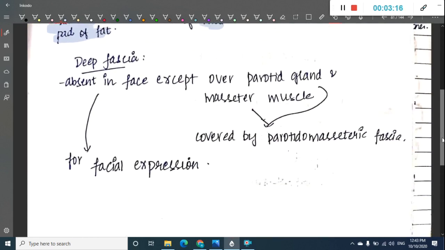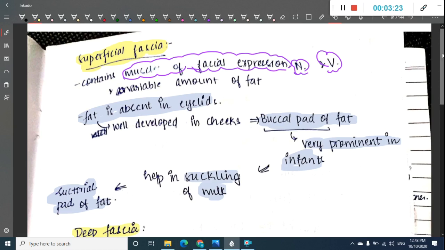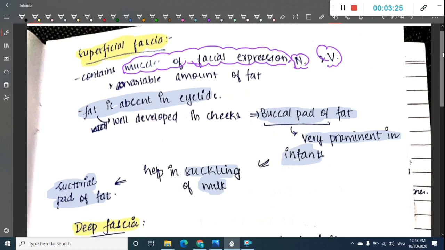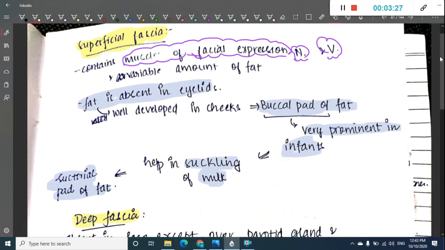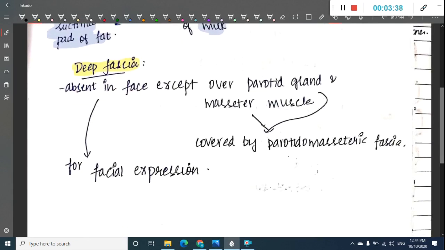Then we have one more thing, which is the deep fascia. So what do you see in the superficial fascia? Muscles of facial expression are present, and nerves and veins are present. There will be fat, especially in the cheek, the buccal pad of fat, which is also called the sucking pad of fat, and this fat is absent in the eyelids.